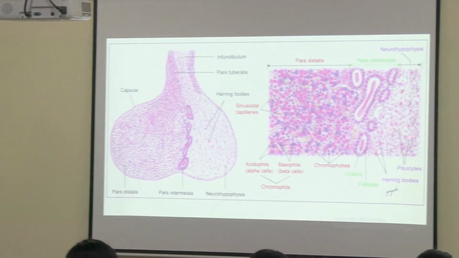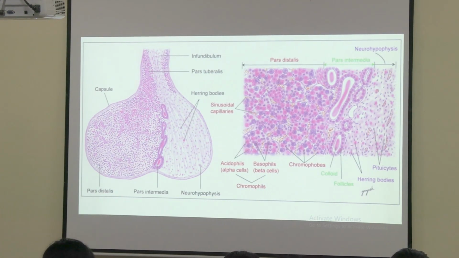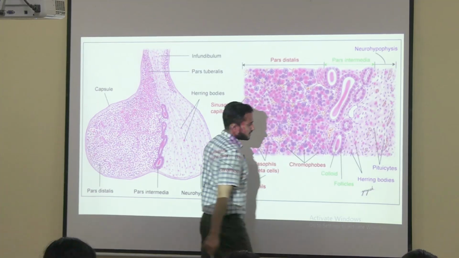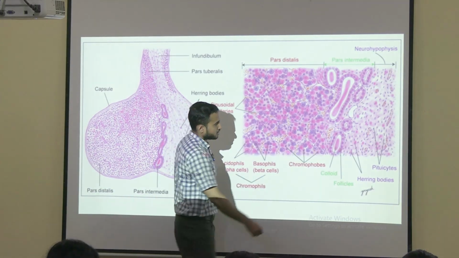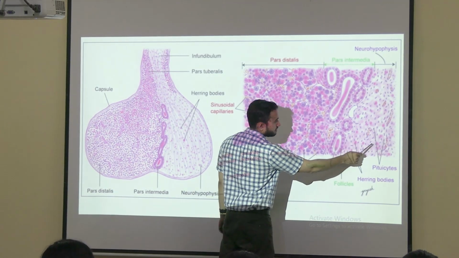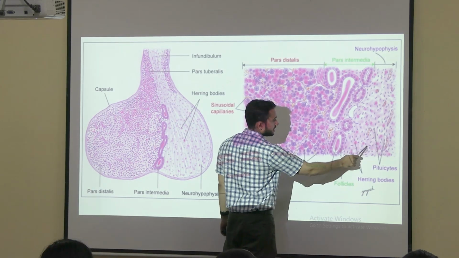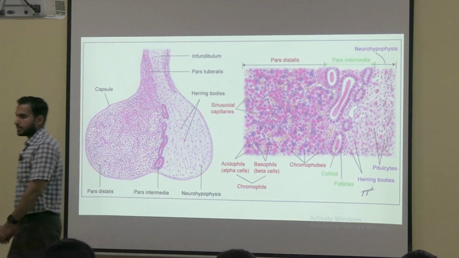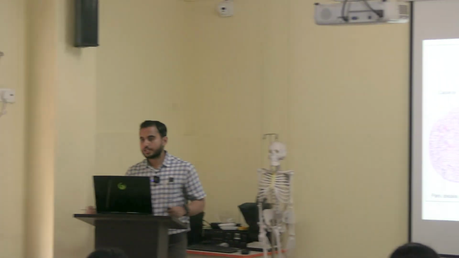So I hope you can see the pituicytes. Can you see the pituicytes? Look, these are the pituicytes. Okay, these are the pituicytes. After that, can you see the Herring bodies? So these are the Herring bodies. That means these are the nerve terminals, and these are the blood capillaries. Okay, so this is the appearance of the pituitary gland.